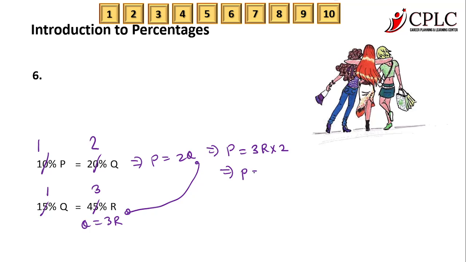This becomes 6R, so the relation between P and R. They have given us the value of R, which is 15,000, and they are asking the value of P. So P becomes 6 times R, which is 15,000 into 6, which is 90,000. Straight away you can have this answer in a much easier and faster way, which is answer option 5.